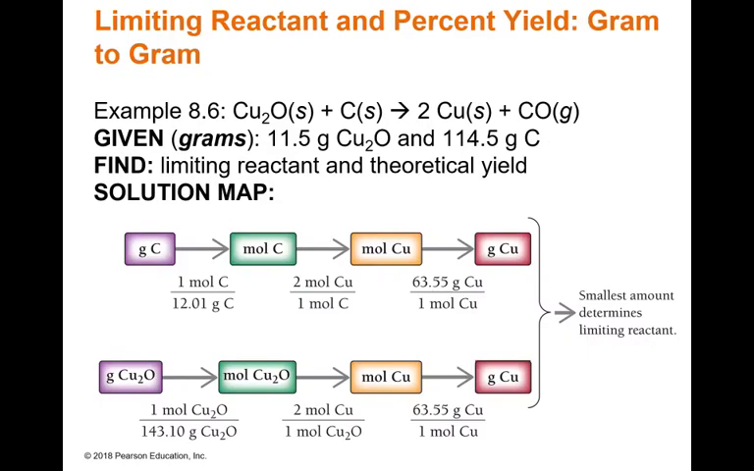Let's try another example involving the reaction Cu2O plus C produce 2Cu plus CO. Suppose we have 11.5 grams of copper(I) oxide and 114.5 grams of carbon. We want to find the limiting reactant and the theoretical yield of copper. We'll follow the same steps: convert to moles, use mole ratios, and determine which reactant limits the amount of copper produced.